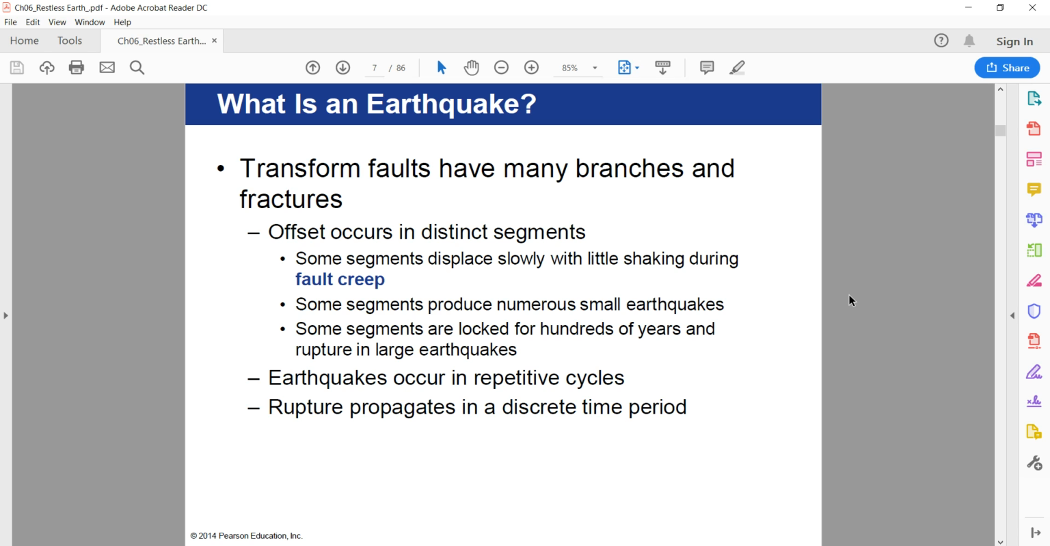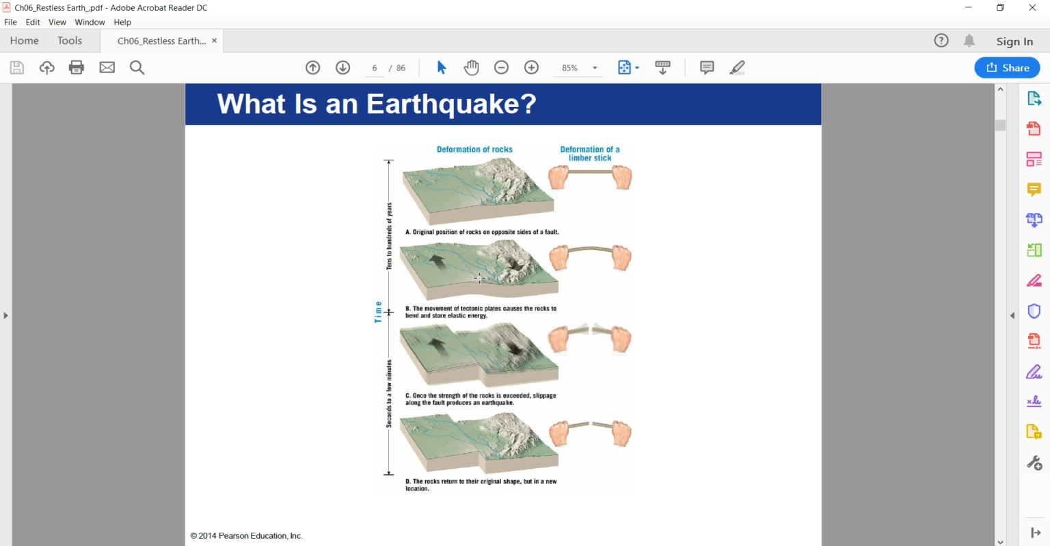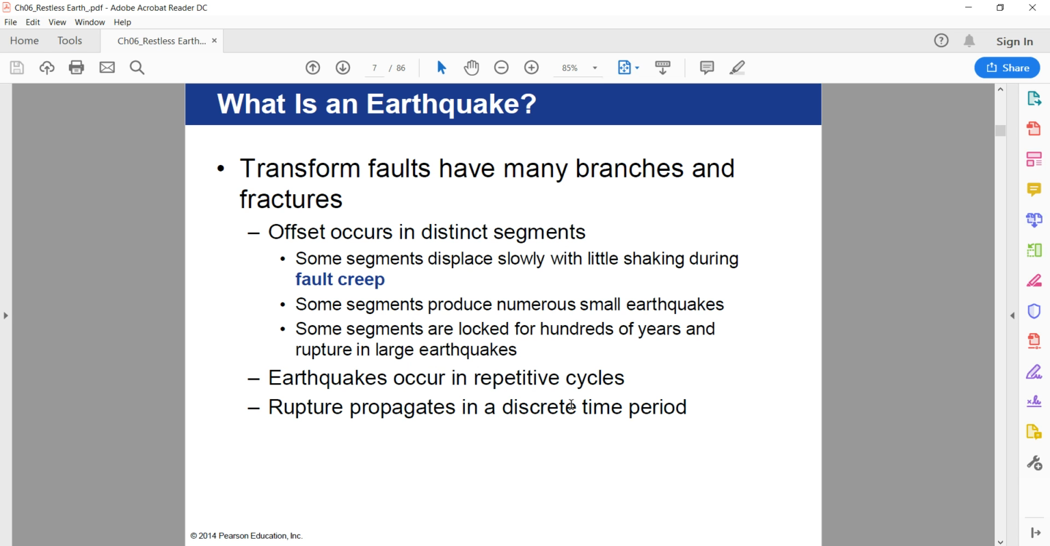Transform faults have many branches and fractures. So this transform fault, as you see here, has multiple small branches which are spreading or originating from the main transform fault, and there are minor earthquakes that will happen around those smaller branches of fault lines. Offset occurs in distinct segments. Some segments move slowly with little shaking during fault creep.